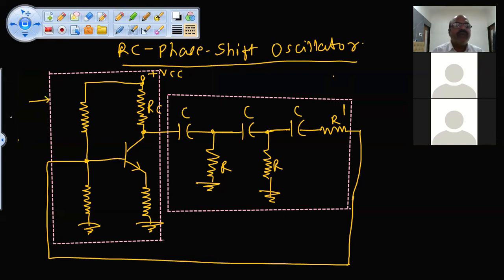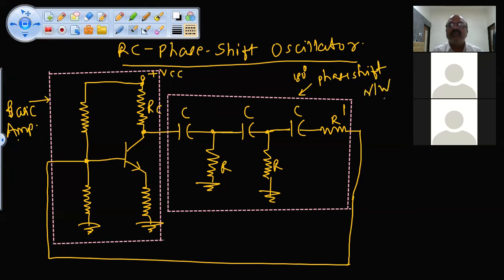This is your basic amplifier. And this is your 180 degrees phase shift network. This is 180 degrees phase shift network. You may say, why I have connected this R in series with the third C?